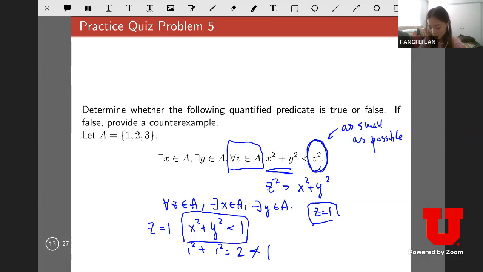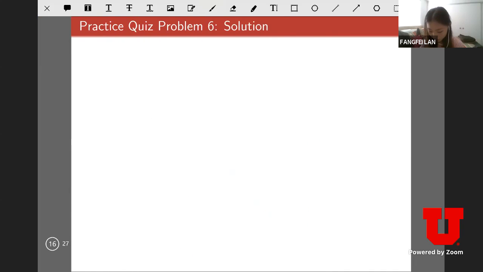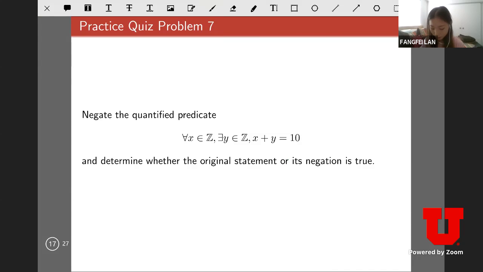All right, any other question from the practice quiz? Yeah, number 7, please. Okay, let's go to number 7. Negate the quantified predicate and determine whether the original statement or its negation is true.